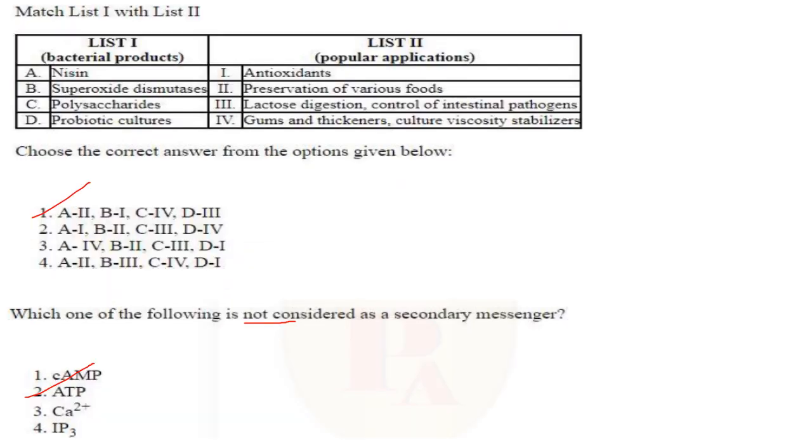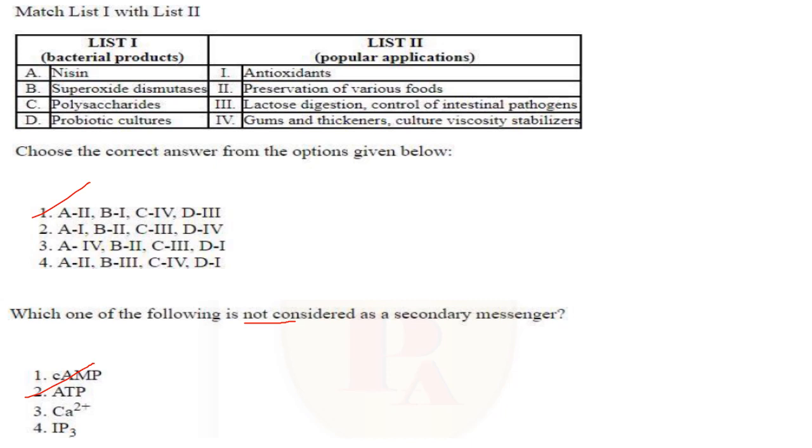Again match the list 1 with list 2. That is next question. List 1 they have given bacterial products and list 2 they are popular application. Nisin, it is a bacteriocin, so it is naturally involved in preservation of various foods. A is option 2. 1 and 4 you have to see. The 2 and 3 is not correct.